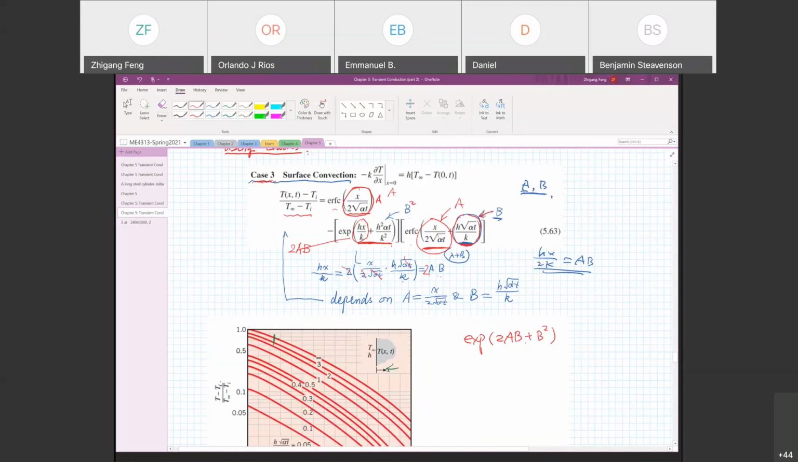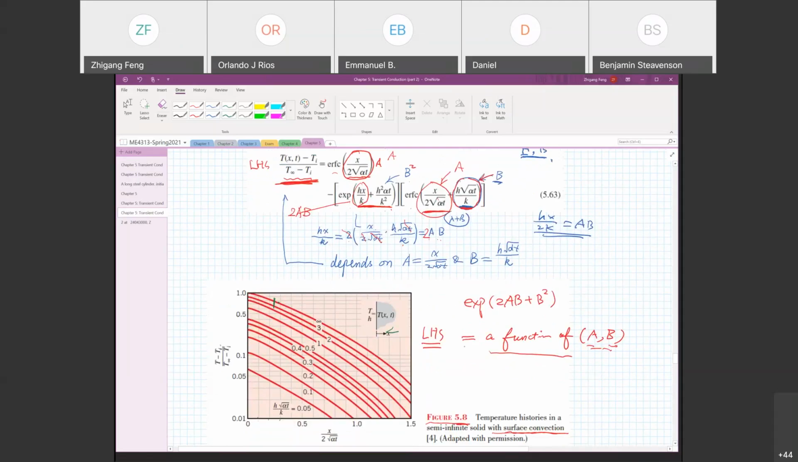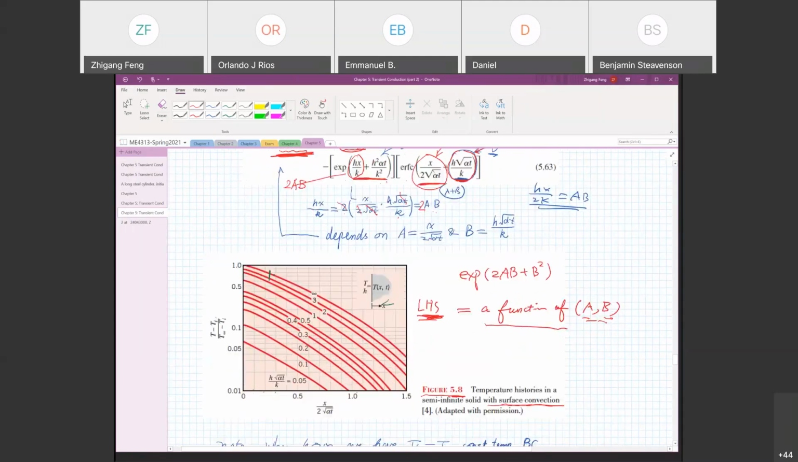So you see the left side of this exact solution only depends on a and b. So it's a function of a, b. So the left-hand side is equal to a function of a and b. So we can calculate a and b, and then we can determine its left-hand side. Okay. So this is exactly what the chart is about.